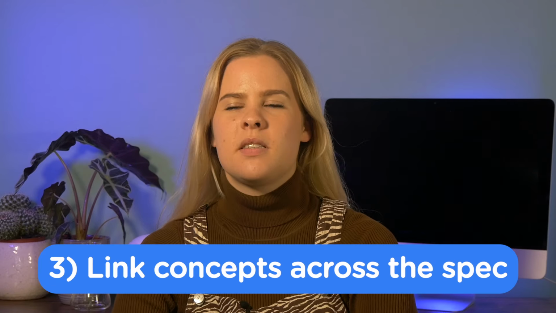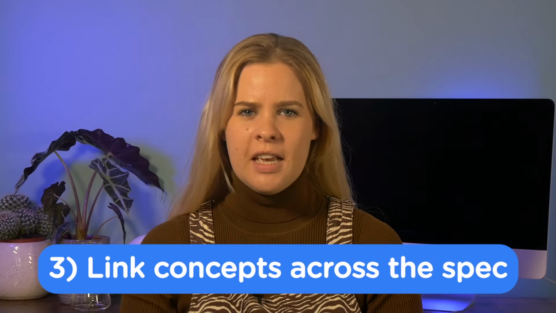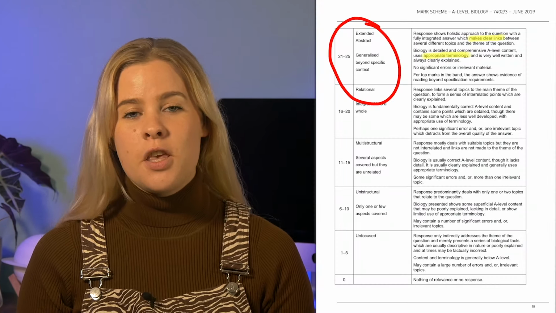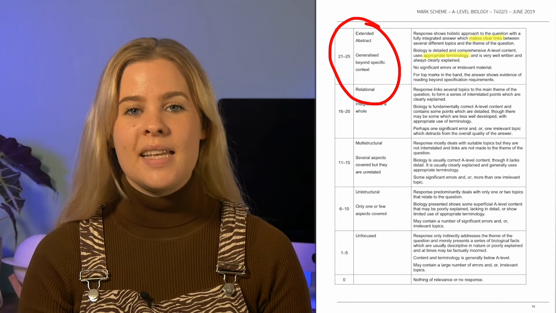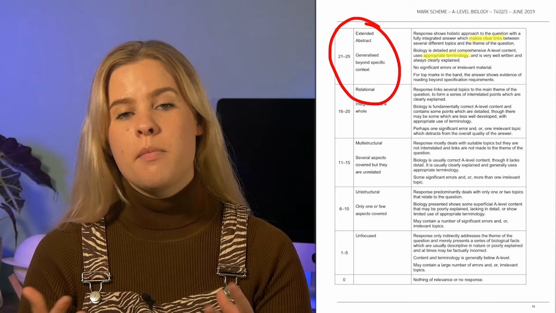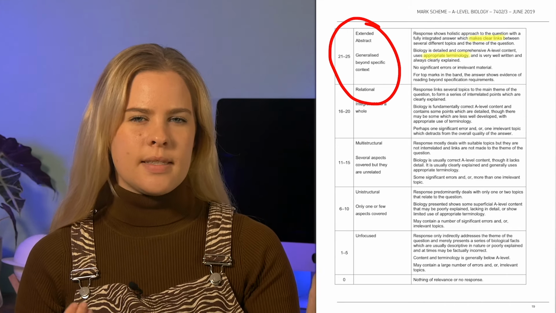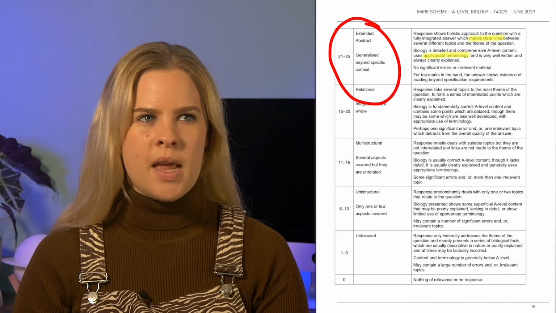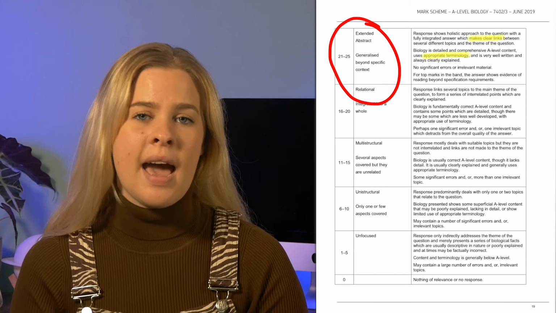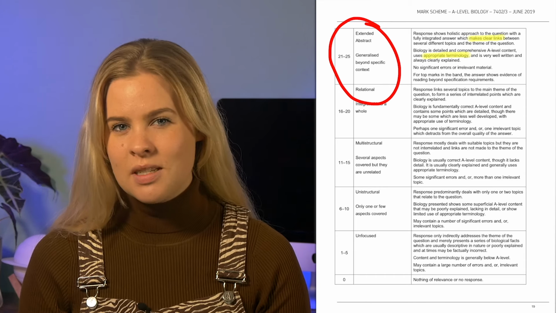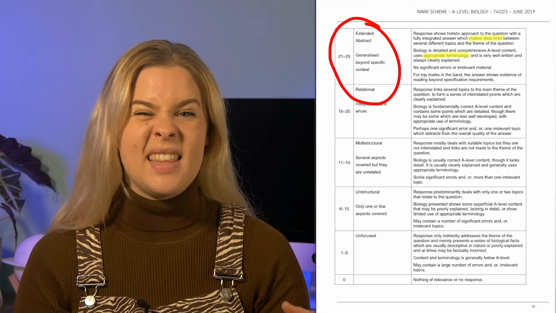My next piece of advice for you kind of links to mark schemes, but it's about linking concepts across your whole specification. This is something that will come up in mark schemes, especially for the longer questions, so the 25 markers. You will see something called a holistic level of answer. So in the mark scheme, like I said, you'll get to grips with the levels of response that the exam board looks for. It kind of splits it up depending on the quality of your answer, how well you've articulated your response, and how well you have recalled the key concepts.